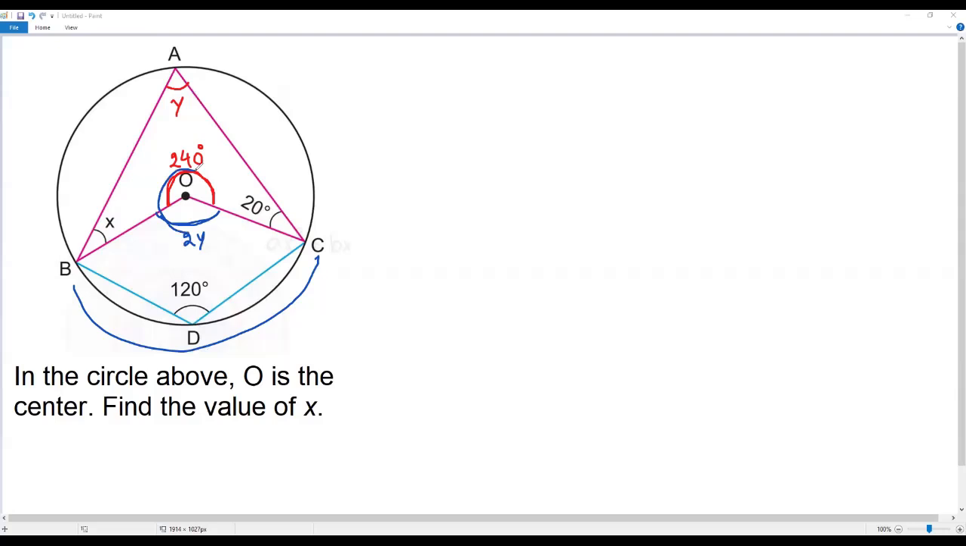Okay, now when I consider the angle over here, this is a full rotation. Already we know that the measure of an angle which has a full rotation is 360 degrees. This 2y and this 240 together form an angle of full rotation. So this 2y and 240 must add up to 360.